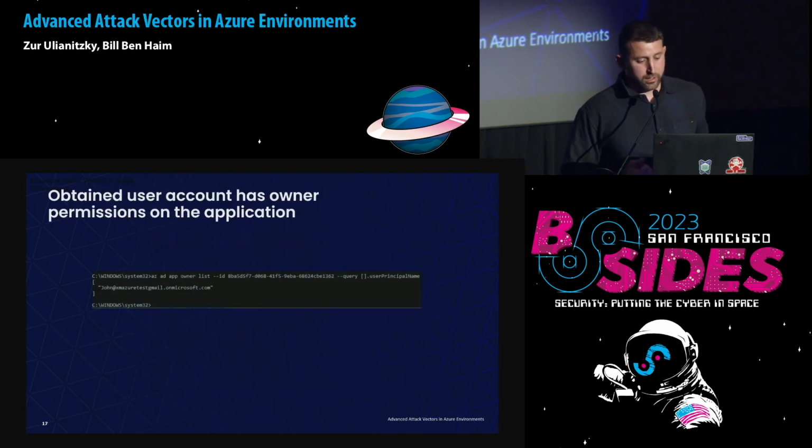Doing so will reveal multiple applications. And the next thing that the attacker would like to do is to check if he has ownership on any of those applications. This can be done by using az ad app owner list and passing the ID related to the application that we wish to check. And we will see that one of the applications in the tenant is actually owned by John user, who is the user that we are using right now.